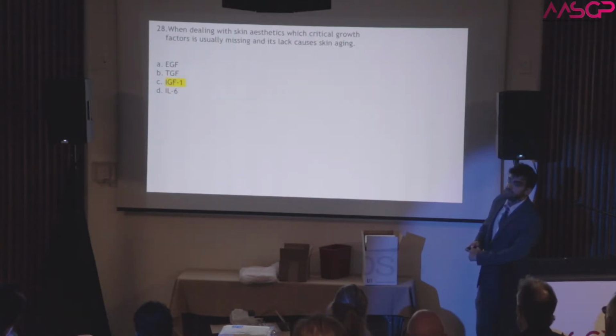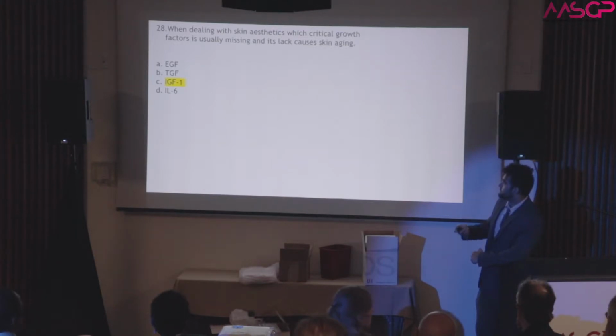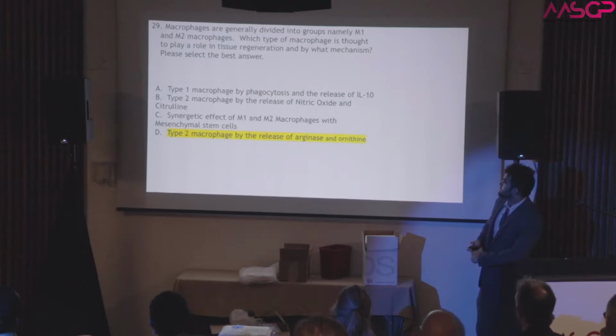When dealing with skin and aesthetics, which critical growth factor is usually missing, whose lack causes skin aging? Insulin-like growth factor 1 is the answer here. IL-6 is an inflammatory acute phase reactant, and the other two are not involved. TGF would be involved in remodeling, something useful in remodeling. So the answer is IGF-1.